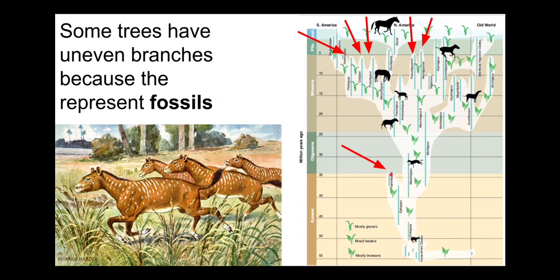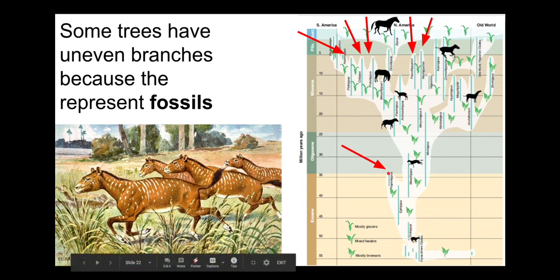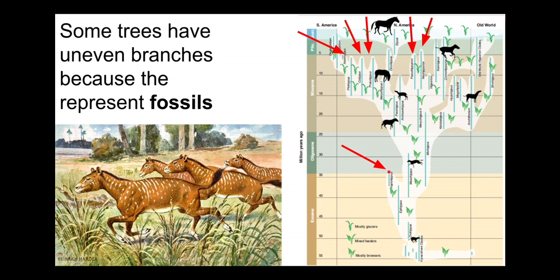So here, this is a tree showing horses. Most species of horses are extinct. So here is a branch that ends here when all species in this lineage went extinct. Here is an extinction, extinction, extinction, extinction. Only up here do we get horses that are the extant horses that are currently alive.